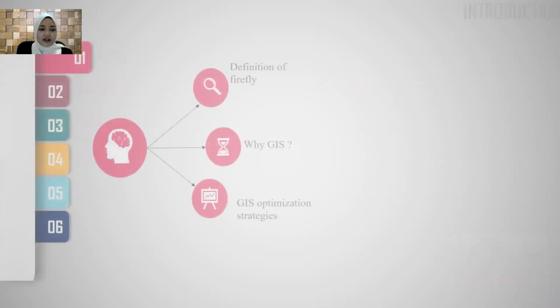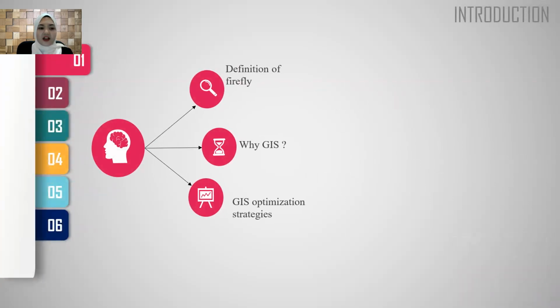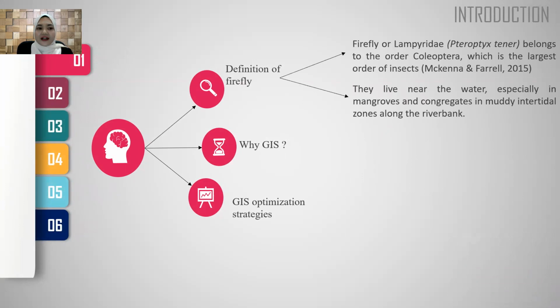Have you ever heard about fireflies? The truth is, fireflies are not actually flies. They are beetles in the family Lampyridae. Firefly or Lampyridae belongs to the order Coleoptera, which is the largest order of insects. They live near the water, especially in mangrove, and congregate in muddy intertidal zones along the riverbed.